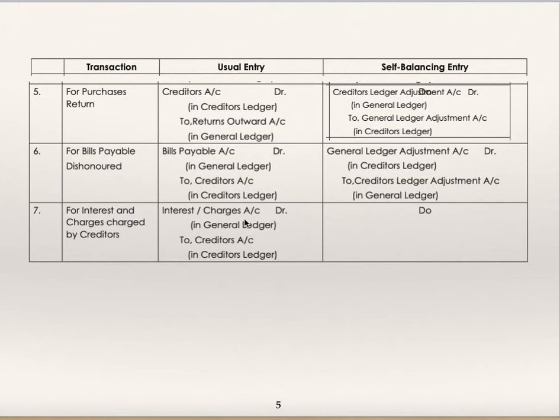For interest and charges charged by creditors, interest and charges account debit to creditors account. Creditors balance will go up, so you have to credit creditors. And self-balancing entry is general ledger adjustment account debit to creditors ledger adjustment account.